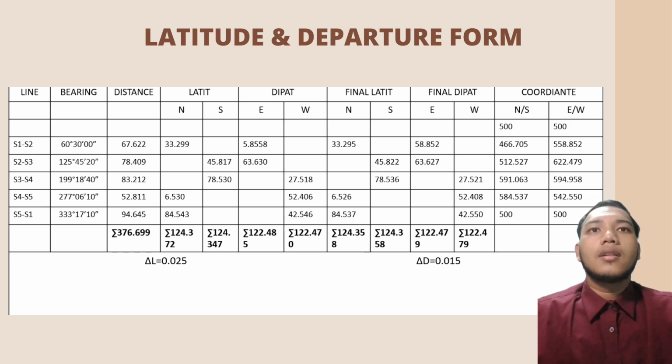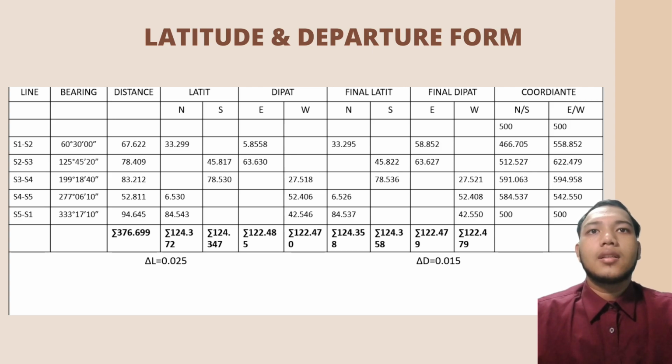Okay, the coordinate, we have two columns, which are the north or south column and the east or west column. For north and south we also call it latitude, and east or west we call it departure. First we fill in 500 for north or south and 500 for east or west based on the question given. And then we settle it. First, we settle the north or south column.